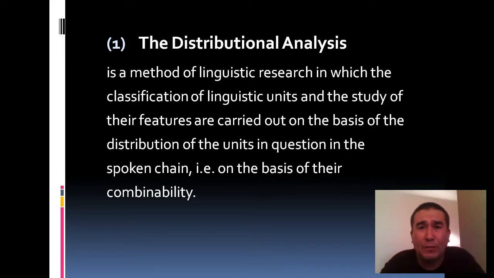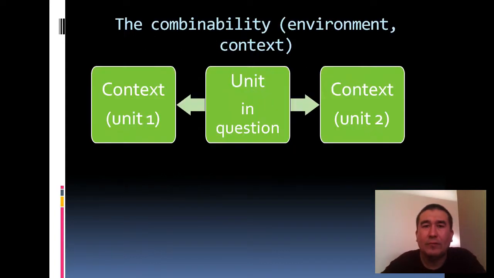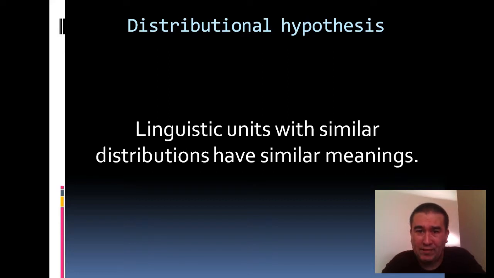Okay? The distributional analysis is a method of linguistic research in which the classification of linguistic units and the study of their features are carried out on the basis of the distribution of the units in question in the spoken chain, for example, on the basis of their combinability. The combinability: environment, context, unit 1 in question, and context, unit 2. These are called combinability, environment and context. Distributional hypothesis: linguistic units with similar distributions have similar meanings.